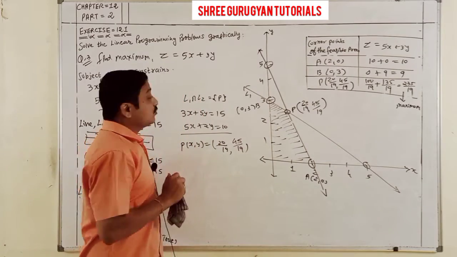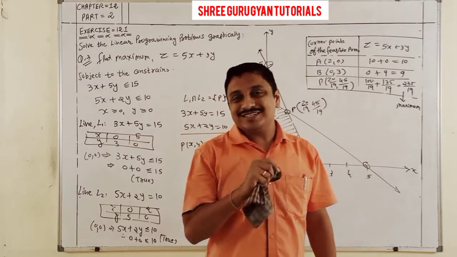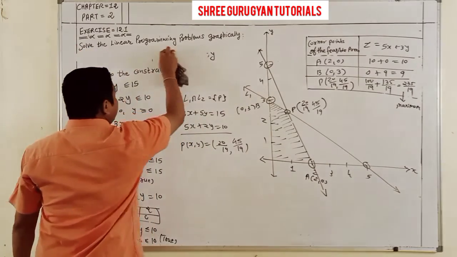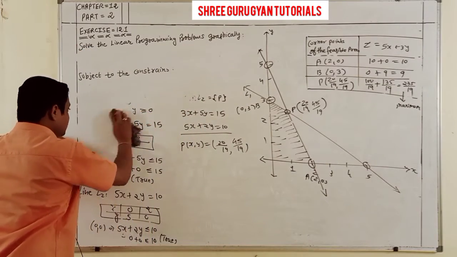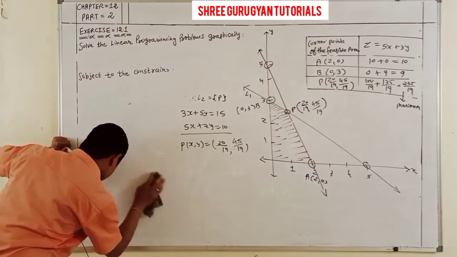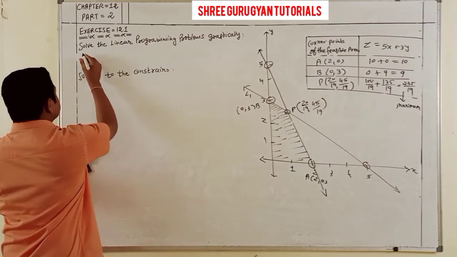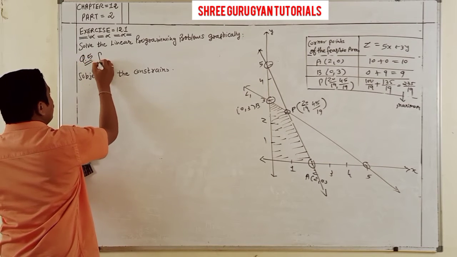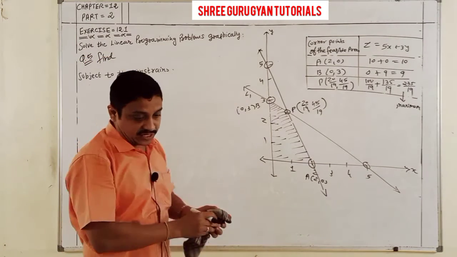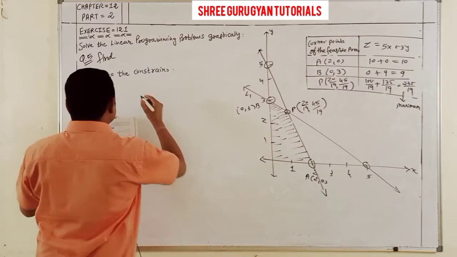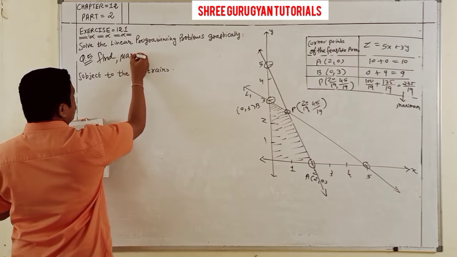Next, students, continue for question number 4, but 4 is cancelled according to the board guideline. So I will go to question number 5. 5 also, but important, most important questions are coming here now in the 5th one. Find in the 5th the maximum value of Z.